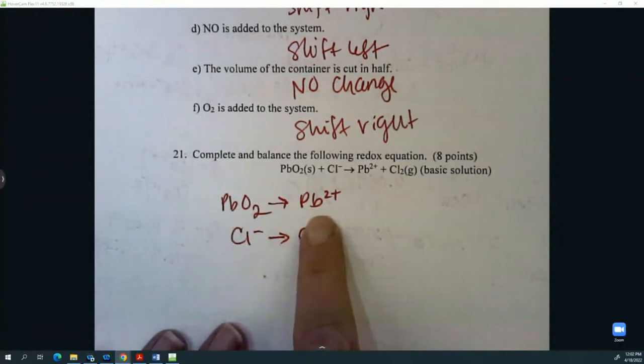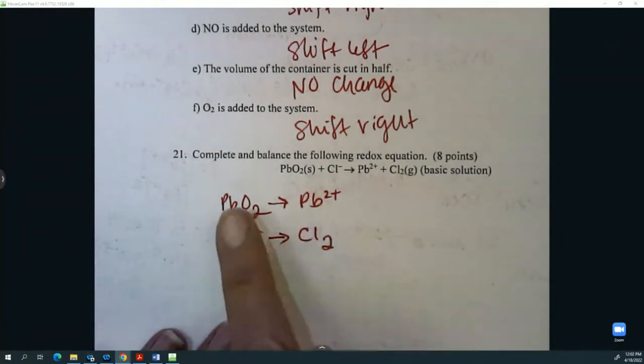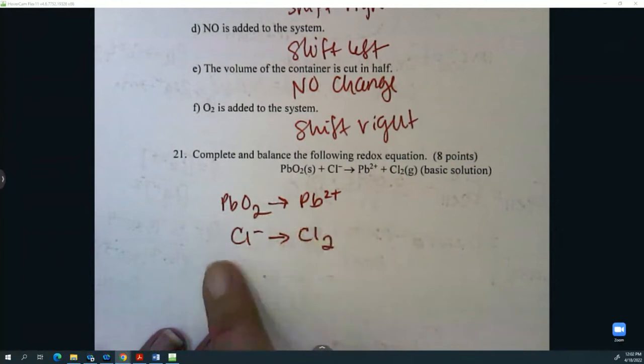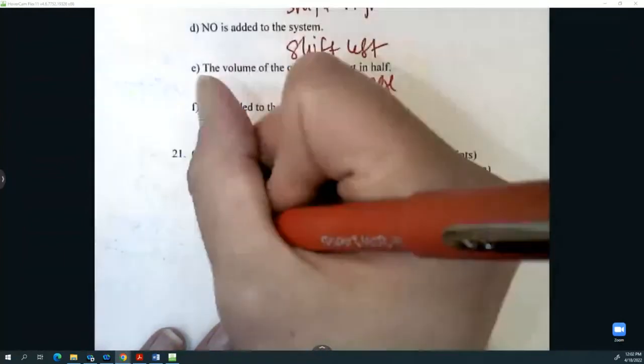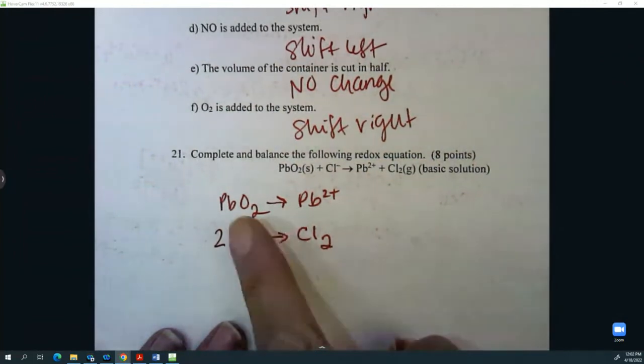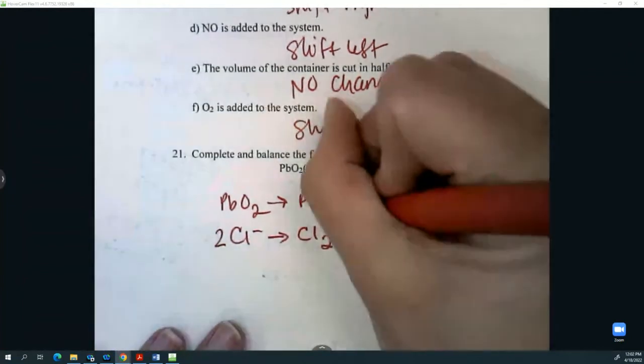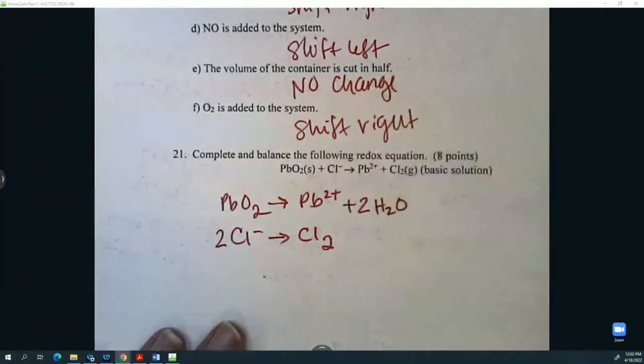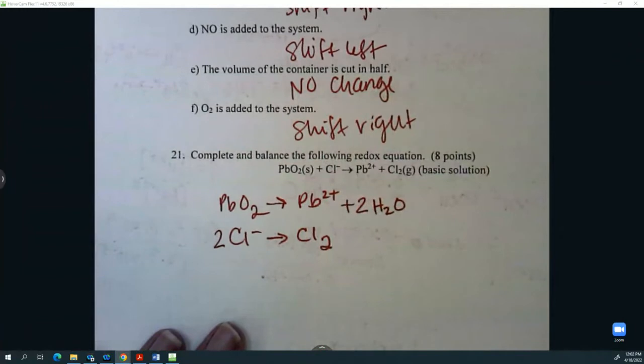So this is one lead, this is one lead. Ignore the 2+, that's just a charge. That doesn't count how many it is. So one lead, fine. One chlorine, two chlorines. So balance that. Then I balance any oxygen with water. So I have two oxygens on the left. I'll need two waters on the right.